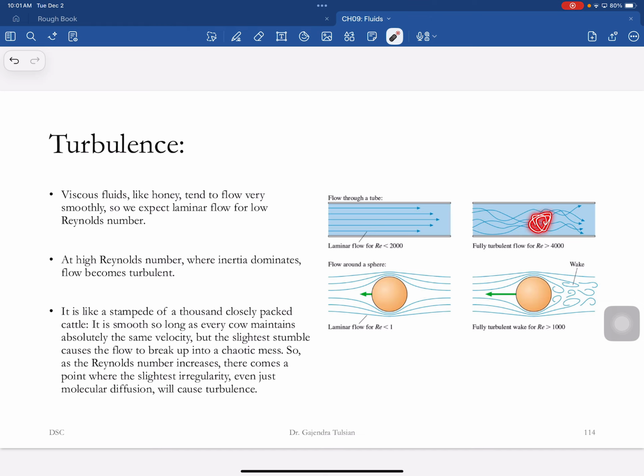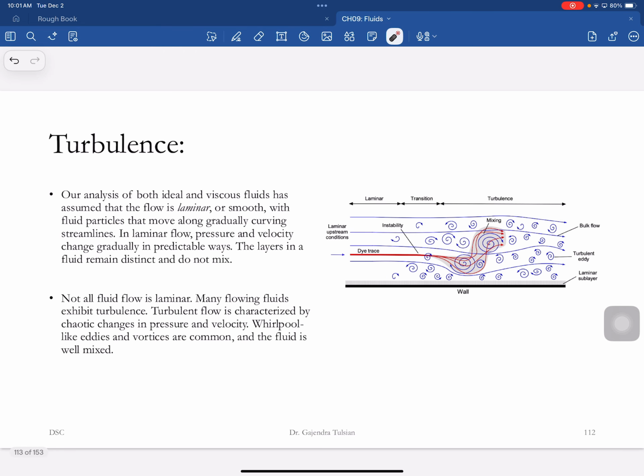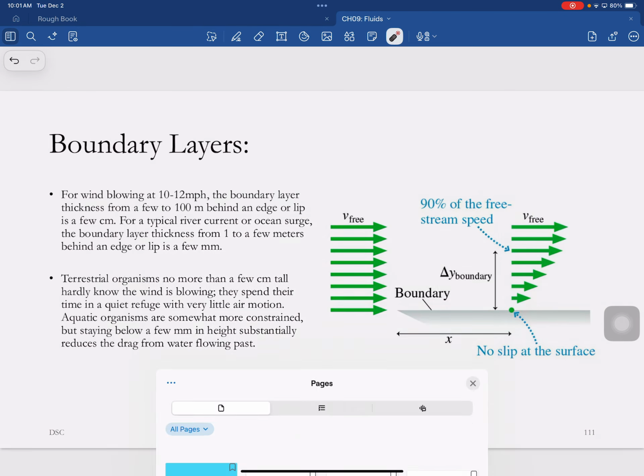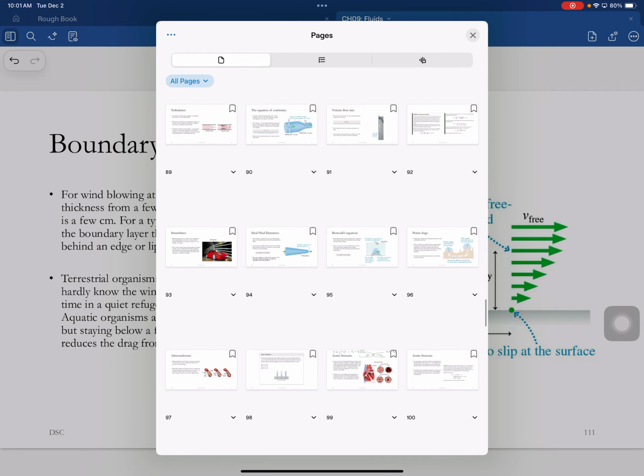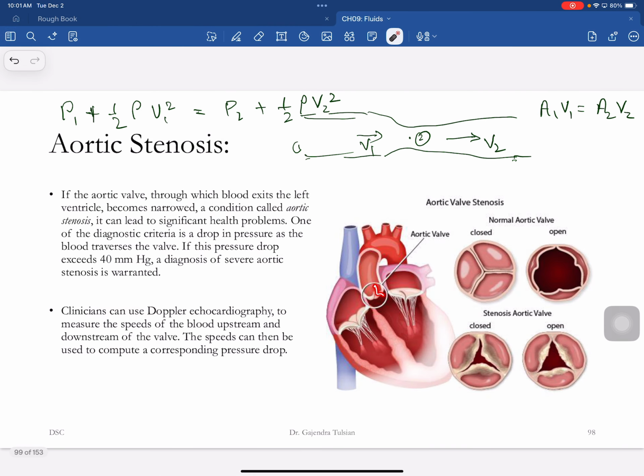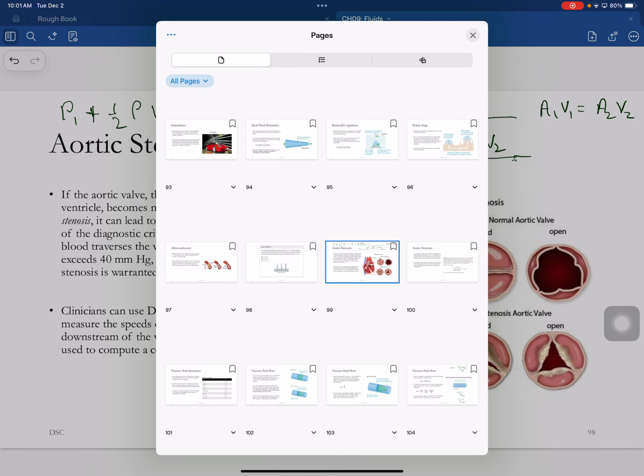If flow becomes turbulent, then it's harder to pump the blood. So for instance in aortic stenosis, if the blood is flowing too fast, if fluid flows too fast, then it can become turbulent flow. And if flow becomes turbulent, then it's harder to pump the blood. You have to increase pressure to maintain the same amount of fluid flow. So turbulent flow is trouble.